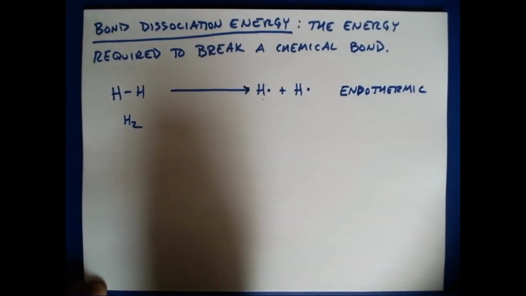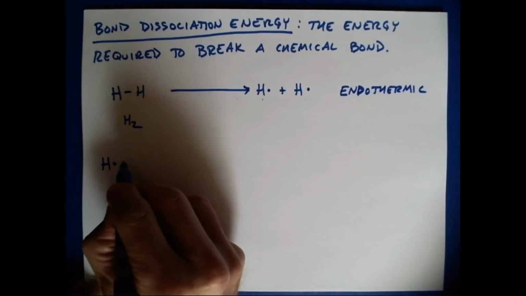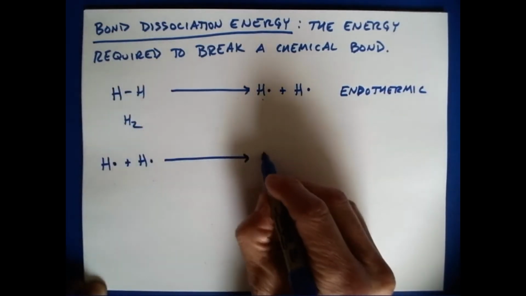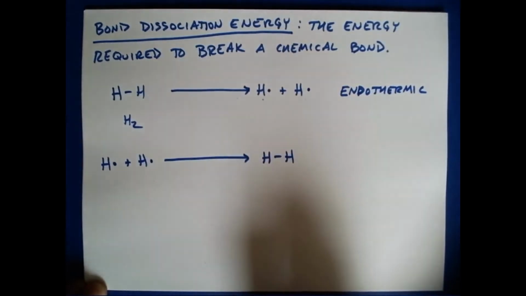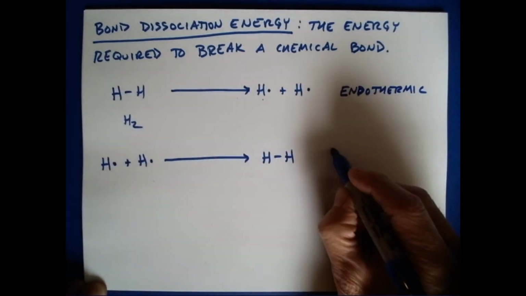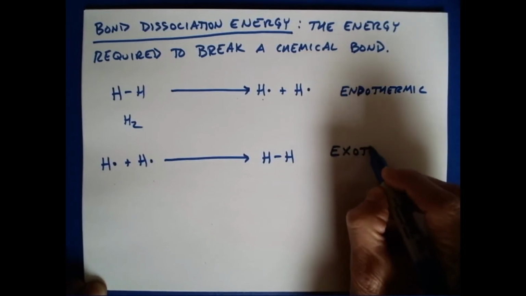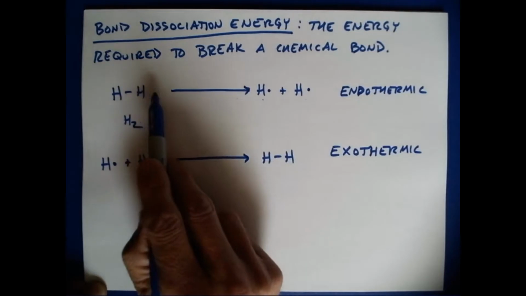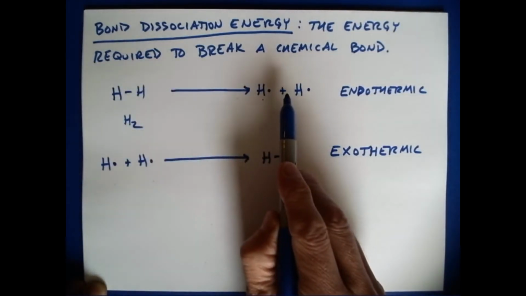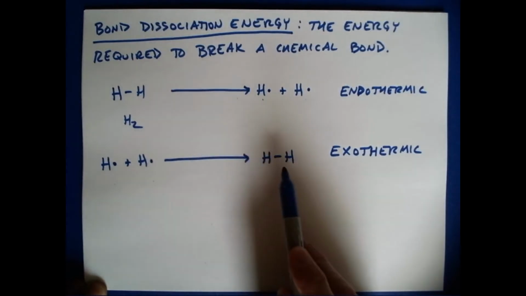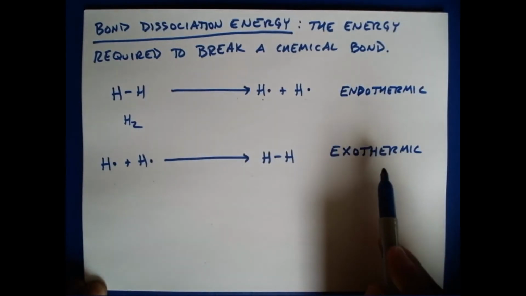On the opposite hand, if we take these two hydrogen atoms and we connect them in a new chemical bond, that's going to release energy. So this process, in a sense, is exothermic. And this is always going to be the case, that the breaking of chemical bonds requires energy, whereas the formation of chemical bonds releases energy.